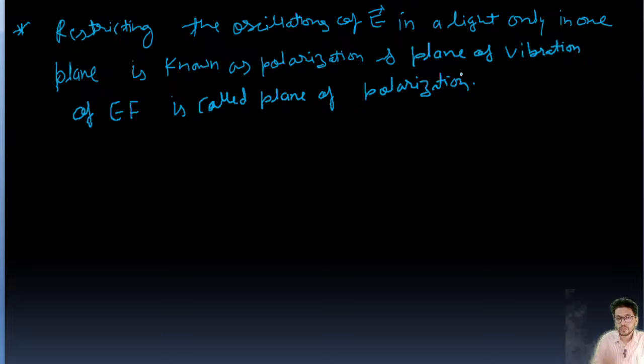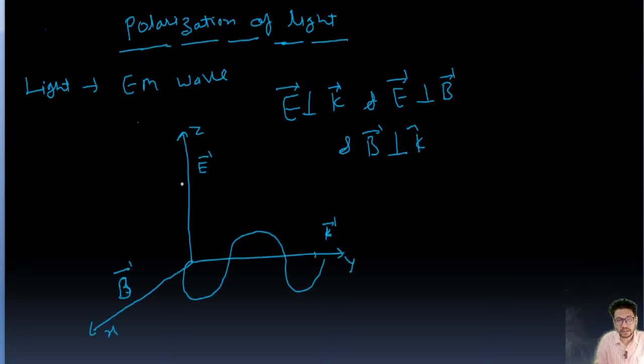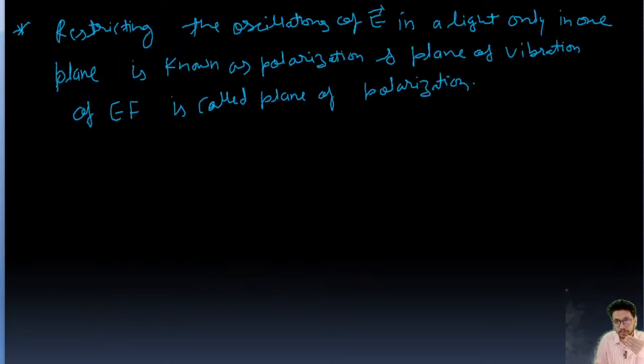So this is restricting the oscillation of the electric field in a light. There are electric field vectors in light, and restricting those oscillations to only one plane is known as polarization of light. That plane which contains those vibrations is called the plane of polarization. So this is the definition.